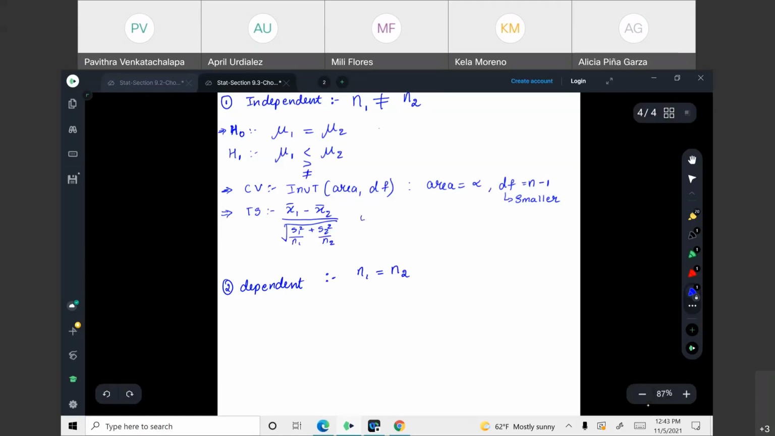Or you can also use STAT, TEST, and we use number 4, right? Number 4, that is the two-sample t-test. Two-sample t-test.